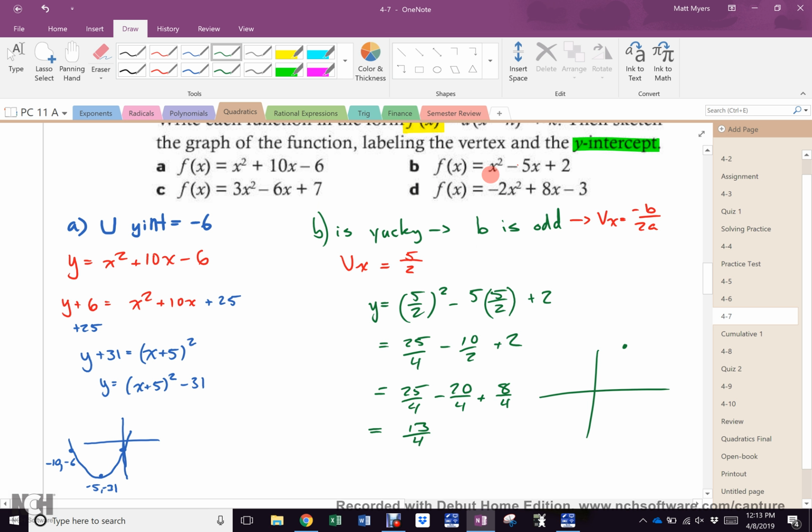And I know it's a happy parabola, and I know it's got an intercept of 2. So 13 over 4 is 3 and a bit, right? And 5 over 2 is 2 and a bit. So I go out to 2.5, 2.5, and up to 3 1/4. And I do my graph. Everybody good? Now, if I completed the square, I'd find the same thing.